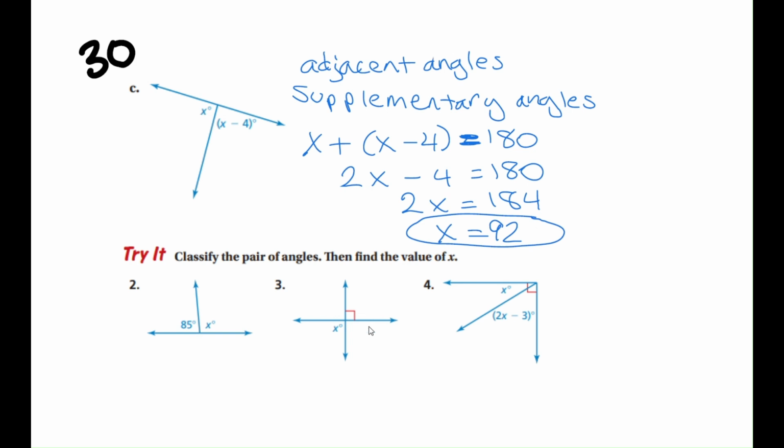Alright, at this point you're going to pause the video and try 2, 3, and 4 here. First classify the pair of angles and then find the value of x, just like what we've been doing. So pause the video at this point and then come back and check it.